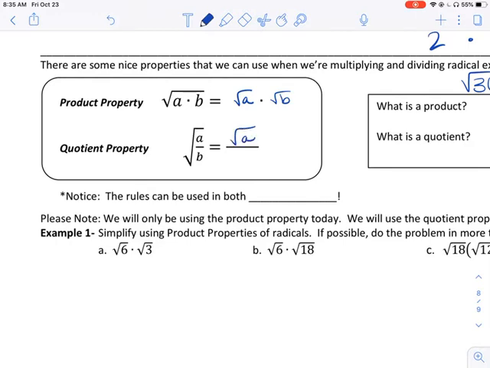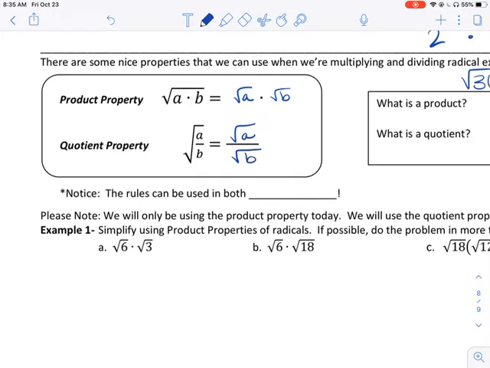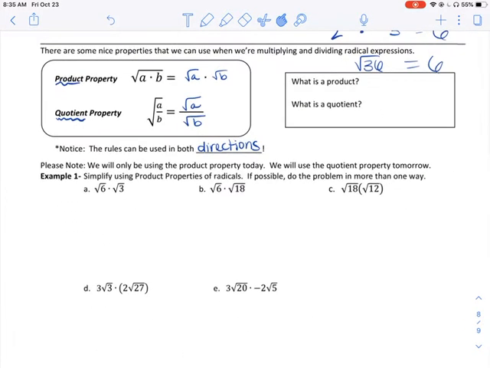So the top is going to be the square root of a, and the bottom is the square root of b. And what this means is that I could either divide first or I could take the square root first. And remember, these rules can be used in both directions. The reason why it's called the product property versus the quotient property: product, remember, means the result of multiplication, and quotient, remember, means the result of division. Let's go ahead and do some examples where this will help us out a lot.